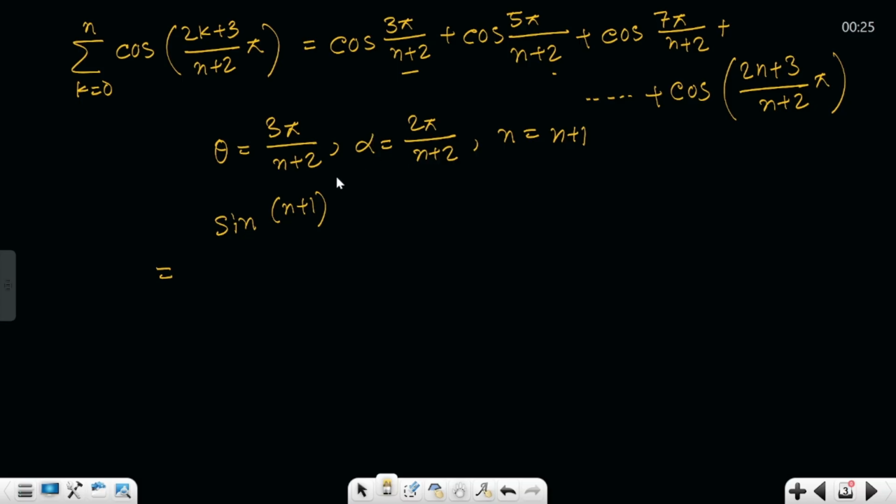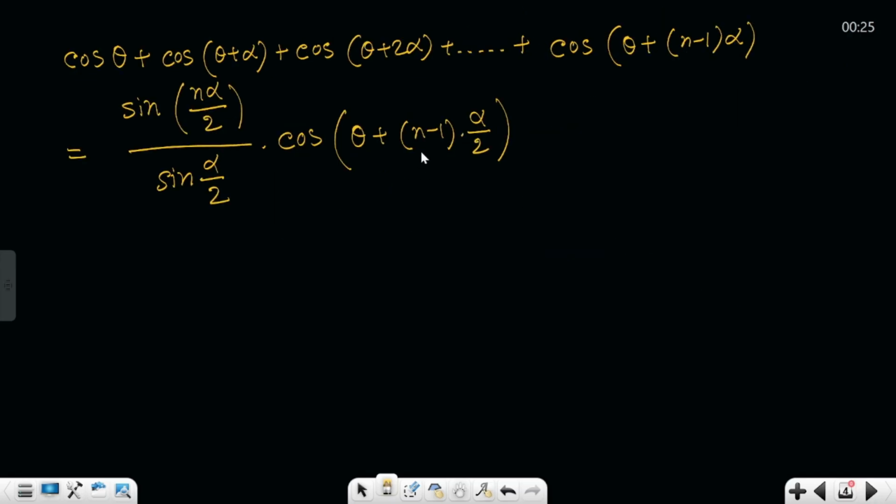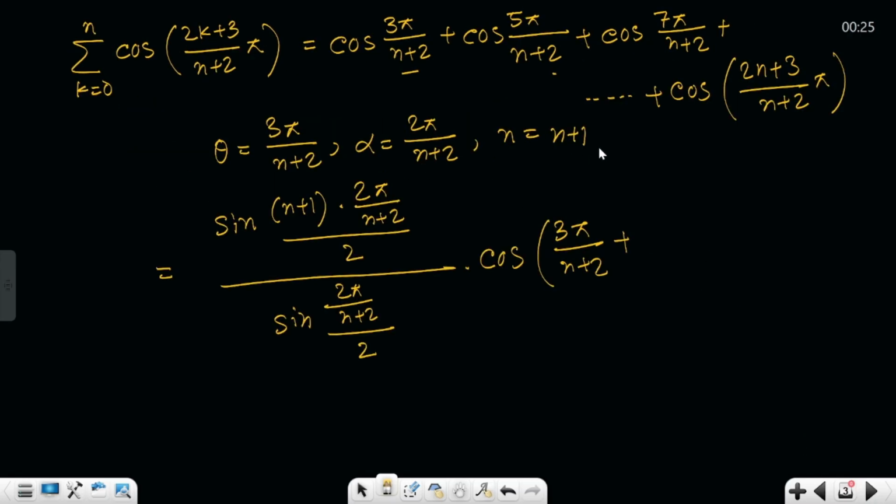Now here the common difference is 2 pi upon n plus 2, right? Whole divided by 2, whole divided by sine of 2 pi upon n plus 2 whole divided by 2 into cos of, now theta is equal to this here, so this will be 3 pi upon n plus 2 plus, now what was here? It was n minus 1 here. So here n is equal to n plus 1. So here it will be n into, there was alpha by 2. So this will be 2 pi upon n plus 2 whole divided by 2, right?